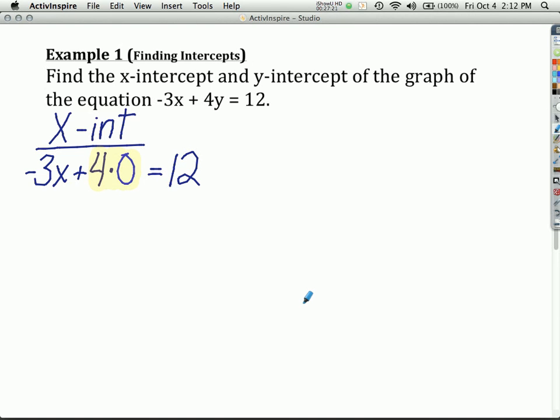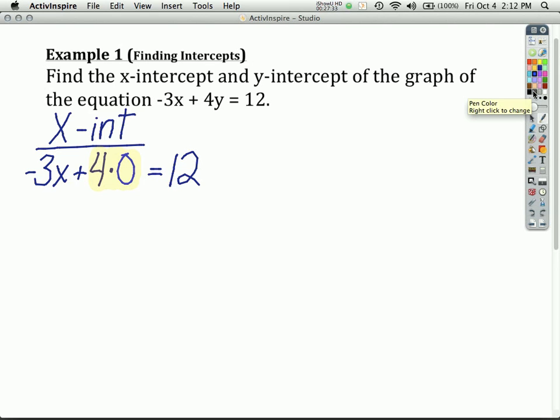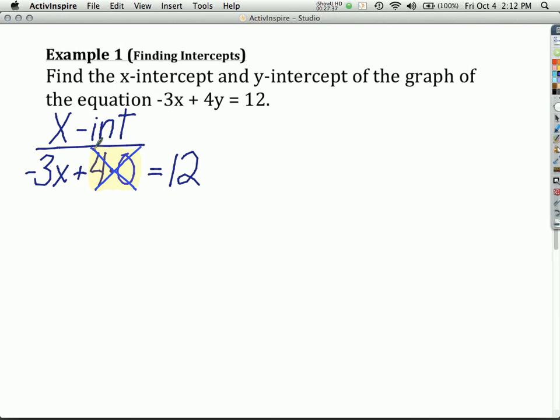Well, what were you going to say? You were volunteering before. What were you going to say? Okay, that's what I was looking for. It's going to disappear. So this will disappear, which leaves us with this equation. Negative 3x equals 12. So solve this equation. What do we get for x? X equals what? Catalina? X equals negative 4.